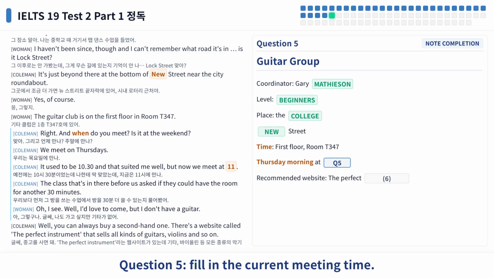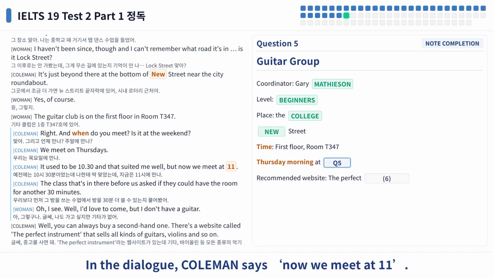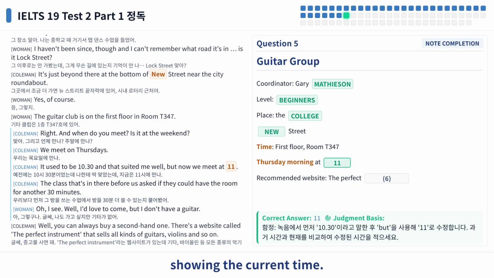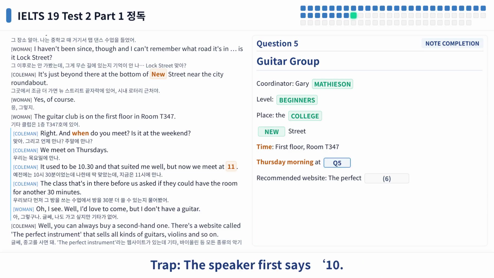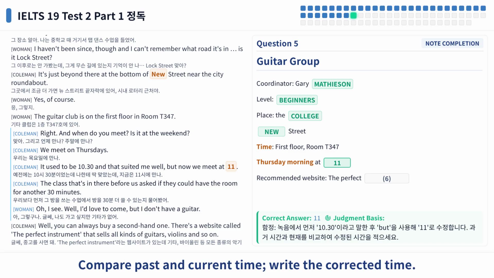Question 5, fill in the current meeting time. Be careful. The speaker will first give an old time and then correct it. The clue words are Thursday morning at, so we need a time. In the dialogue, Coleman says, now we meet at 11. The word now is the key word for listening, showing the current time. Trap: the speaker first says 10:30, then uses but to correct it to 11. Compare past and current time, and write the corrected time.